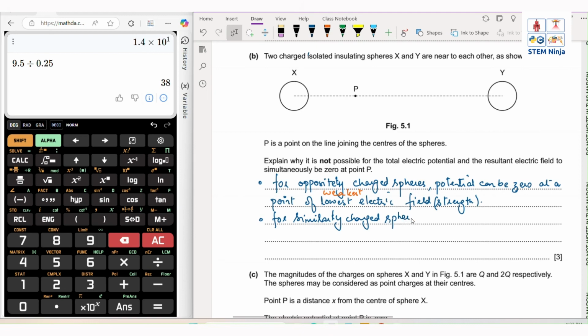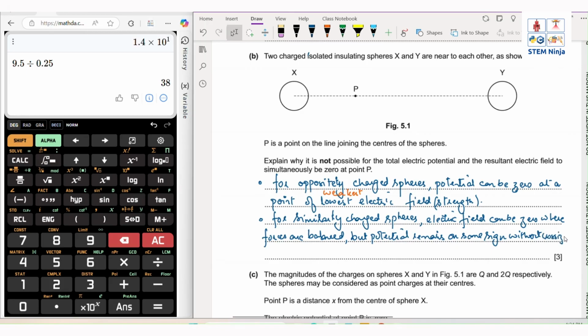For similarly charged spheres, electric field can be zero where forces are balanced, but potential remains on the same sign without crossing zero.